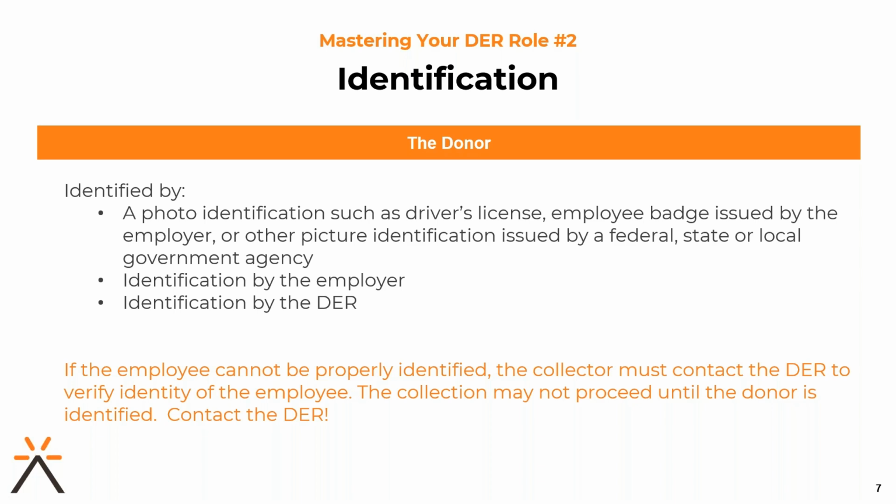If an employee cannot be properly identified, collectors need to be contacting the DER to do that. And really, it shouldn't go forward from that point on. You should be really contacting the DER.